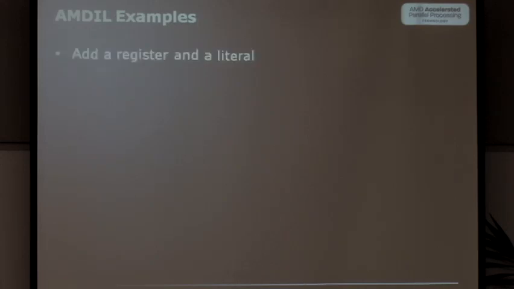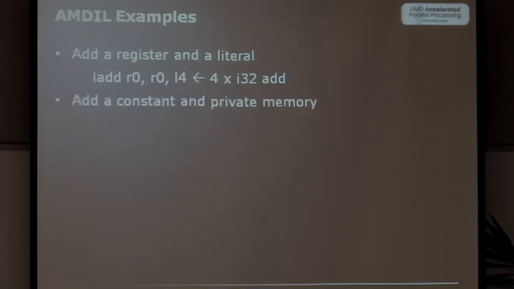So here are some quick examples. Add a register and a literal. That's a vector register between all 4 components, and it's added with a literal, which is the L4. I add a constant in private memory.